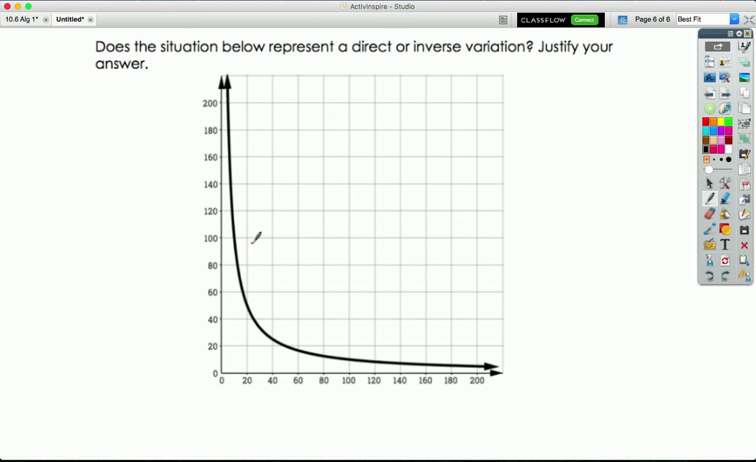But generally we can see from this that this is just half of the graph of an inverse variation, so it does represent an inverse variation. Because as the x's increase, the y's decrease, they do the opposite, and so it is inversely proportional.